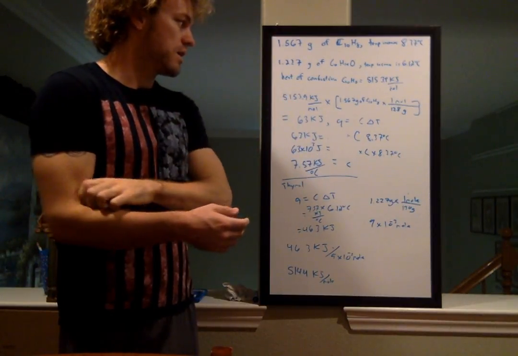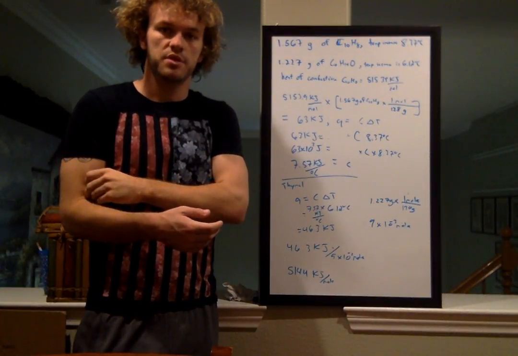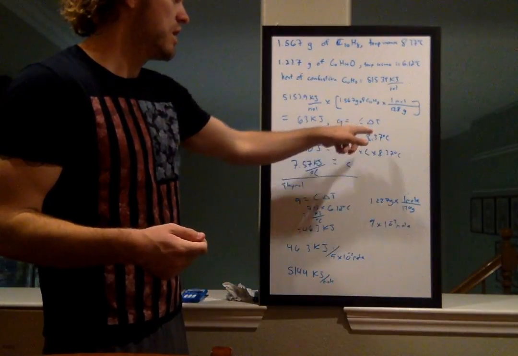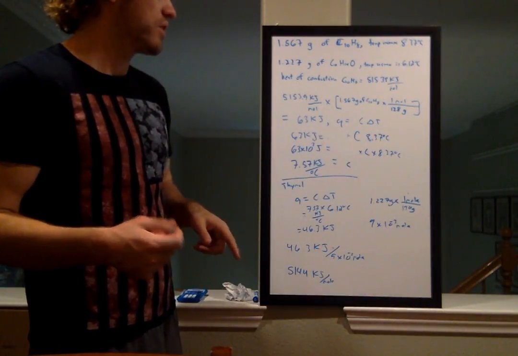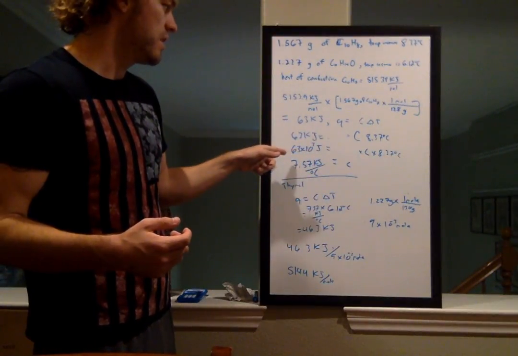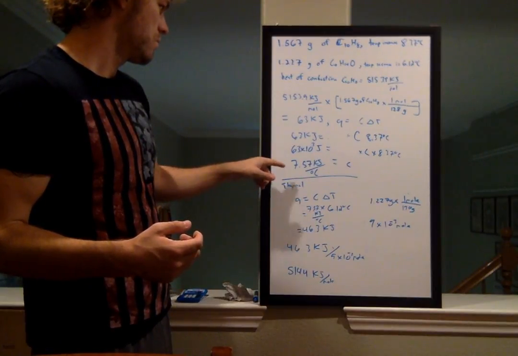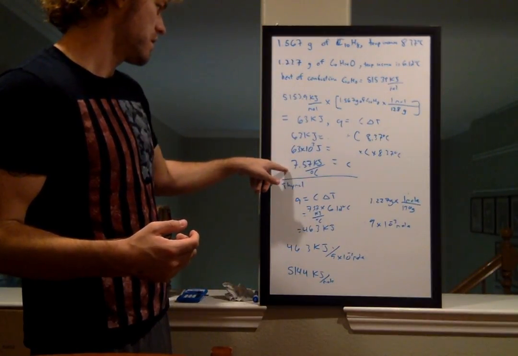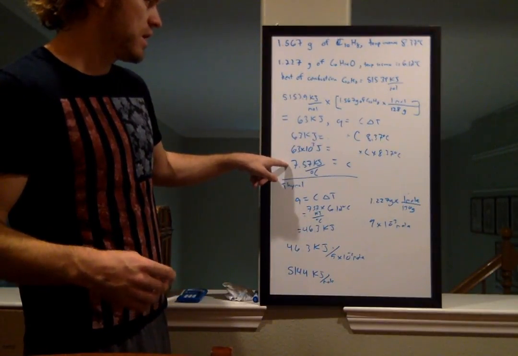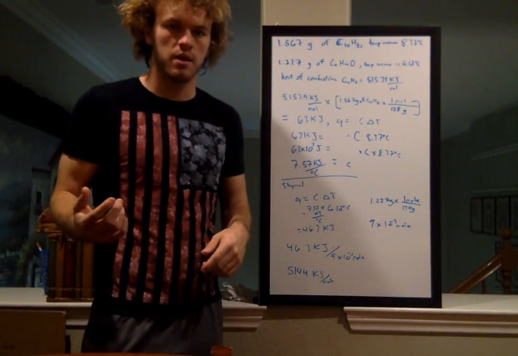So now our heat is going to be equal to the heat capacity times the change in temperature. We're given the change in temperature as 8.37 degrees Celsius. So we can divide 63 by 8.37, and we get 7.57 kilojoules per degree Celsius. Okay, so that's our heat capacity.